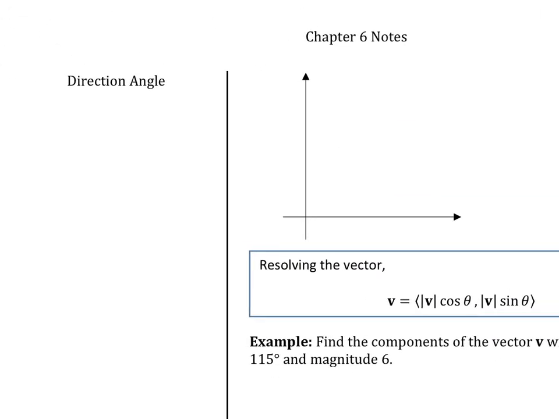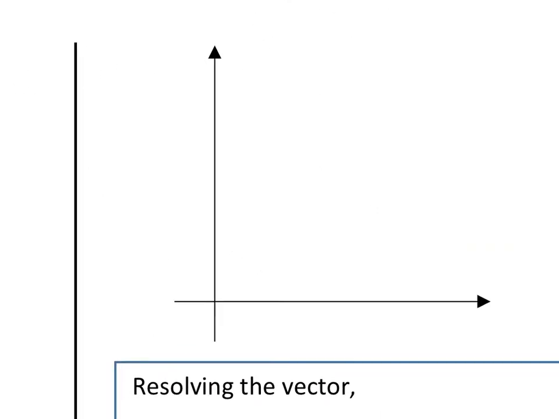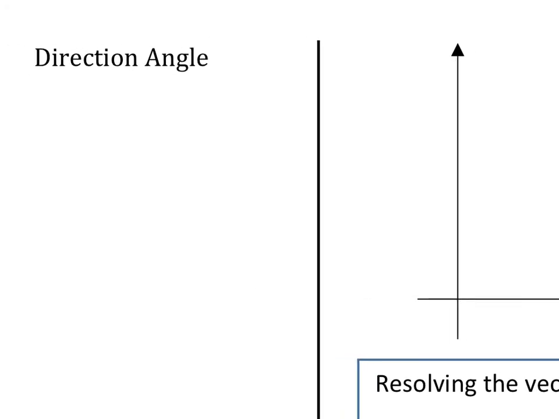Okay, so we said that vectors are defined by two things, magnitude and direction. We already talked about how to find the magnitude, or the length, of the vector. Now we're going to talk about how to find the direction of the vector, or what direction means. When we talk about direction, we're saying where is it pointing? To describe direction, we're actually going to describe it with an angle, and therefore we call this the direction angle.